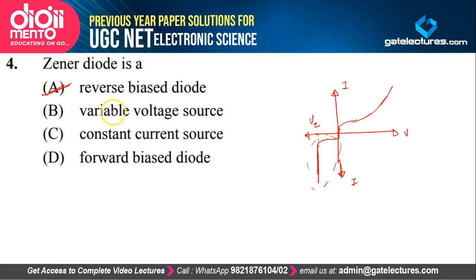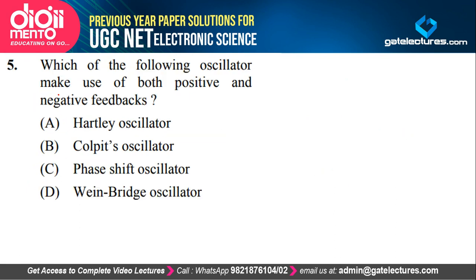In option B, if this would have been a constant voltage source, actually it is not a source, but yes, it maintains a constant voltage across it. So among these options, option A is going to be the correct one. It's a reverse bias diode. Right, now look at the next question.